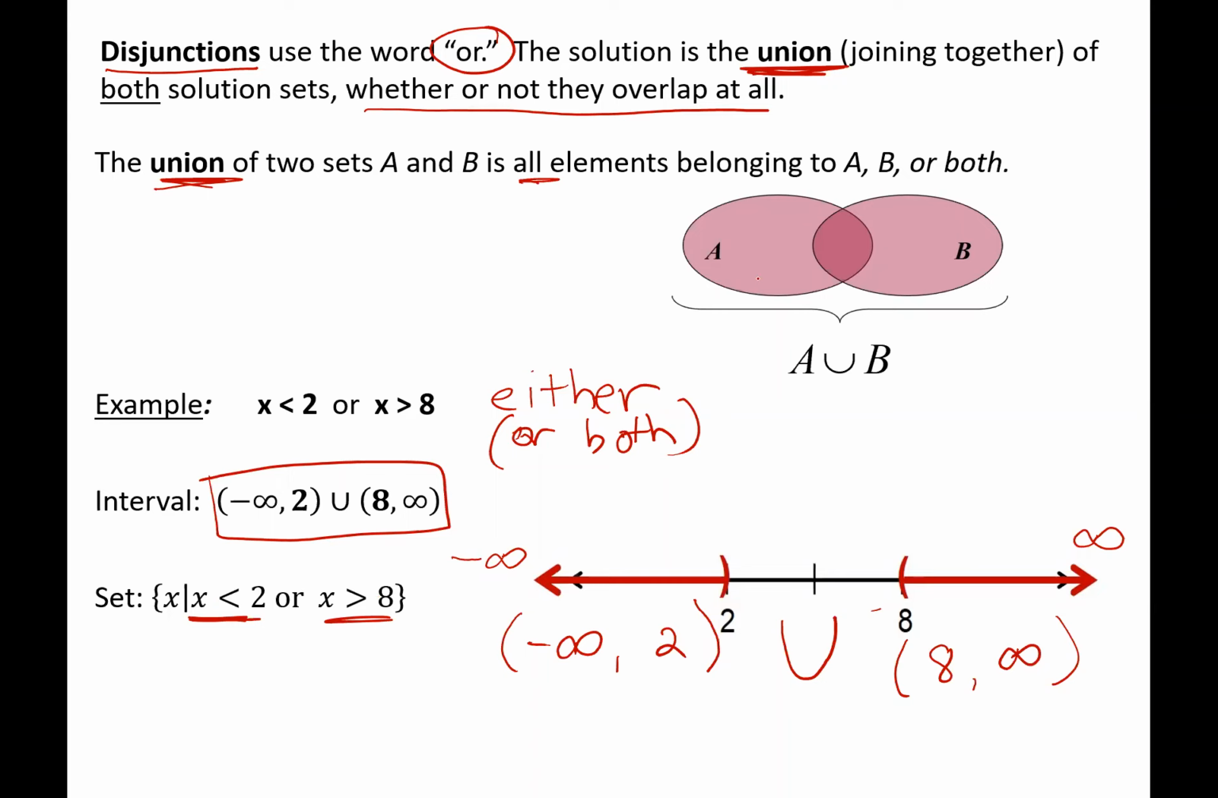And then one more time back up here with this other Venn diagram again. The union of two sets A and B is all elements belonging to A, B, or both. Here's the symbol for that, A union B. It includes everything.